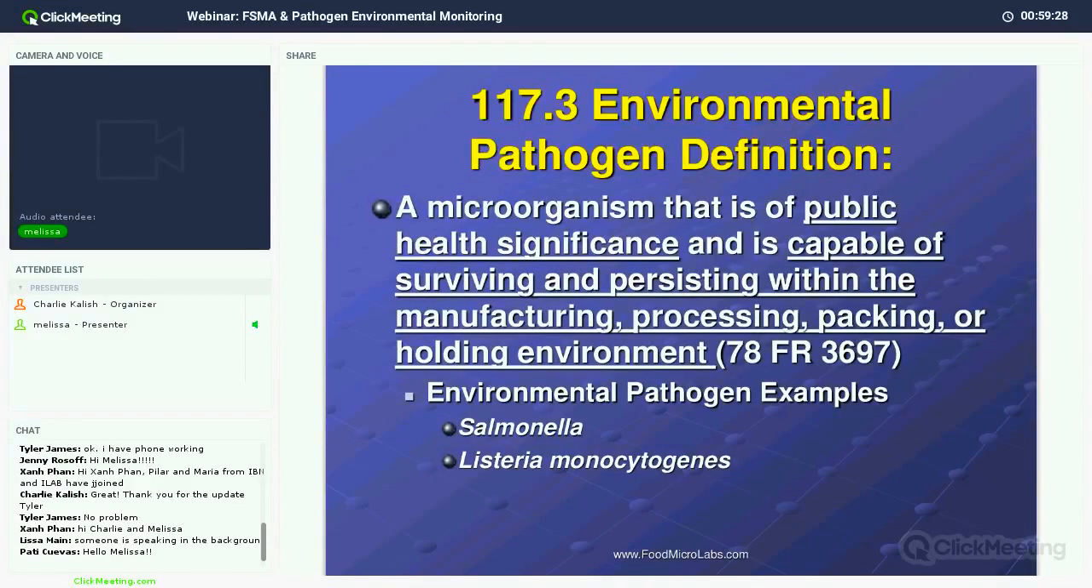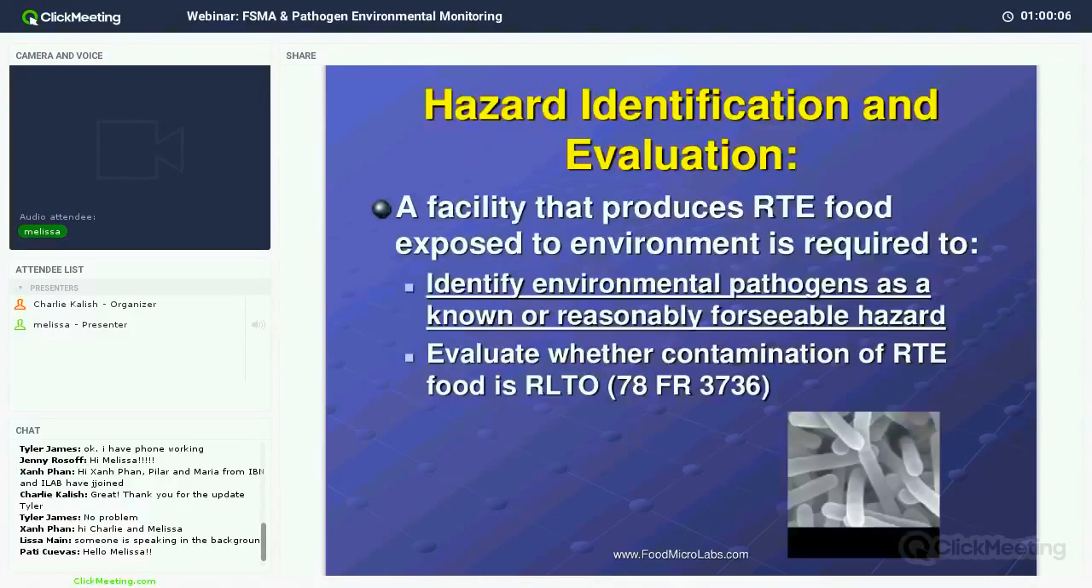When Food and Drug issued the final rule and also the draft rule, what they had to do was define an environmental pathogen, which might seem simple, but it's a little harder than it sounds because an environmental pathogen can vary depending on the operation. What they called it in the rule is an organism that's of public health significance and is capable of surviving and persisting within a manufacturing, processing, packing, or holding environment. The examples they cited in the rule were Salmonella and Listeria monocytogenes.